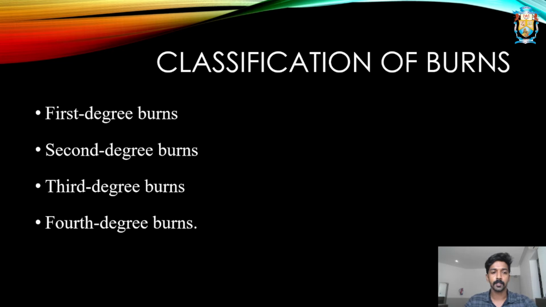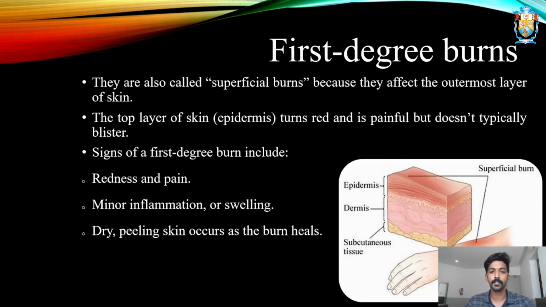Classification of burns. Burns are mainly classified into four categories: first degree burn, second degree burn, third degree burn, and fourth degree burn. We'll talk about this classification in detail. First degree burns are also called superficial burns because they affect the outermost layer of the skin. In a first degree burn, only the top layer of the skin will turn red and it will be painful, but not typically blister because it's just a superficial burn. Signs of first degree burns include redness and pain, minor inflammation or swelling, and dry peeling skin occurs as the burn heals.